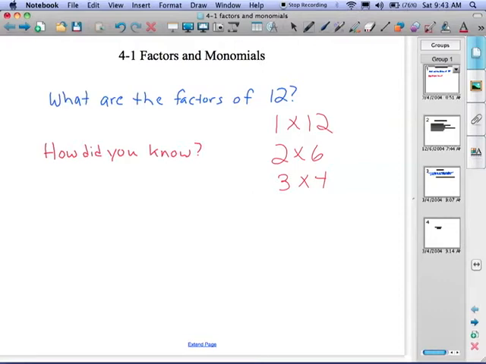They're the numbers that multiply together to give you 12. How did you know this? Well, for 12, it should be kind of obvious that you know how to multiply the simpler numbers together to get you 12. There are some larger numbers you'll have to find the factors for later. Another way of writing the factors of 12 is 1, 2, 3, 4, 6, and 12. This is the factor list of 12.